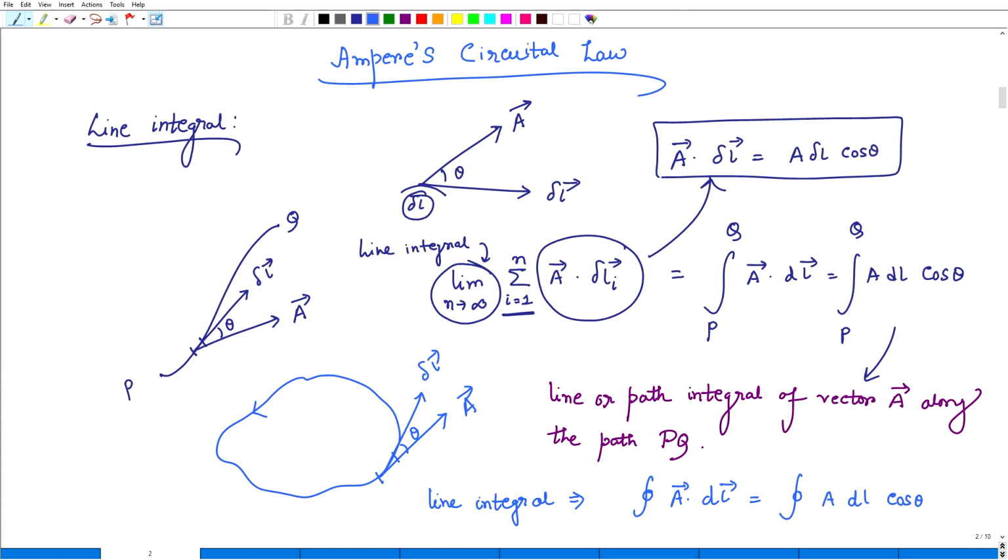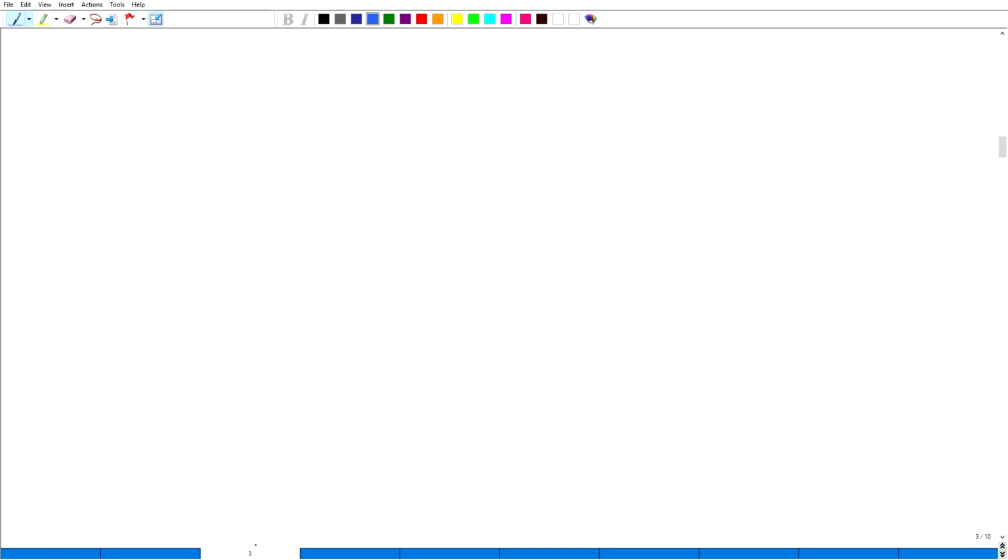So this is also the same thing. This is also a line or path integral, but for a closed path, and this is for the open path. Okay. So now we will see some examples.